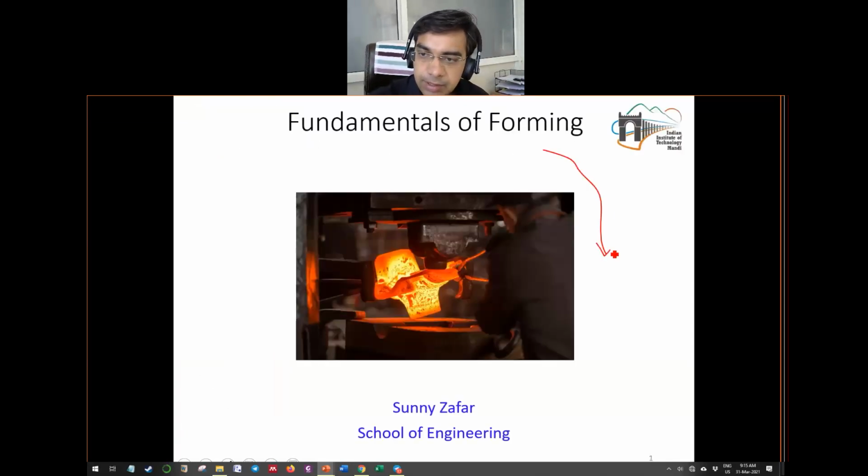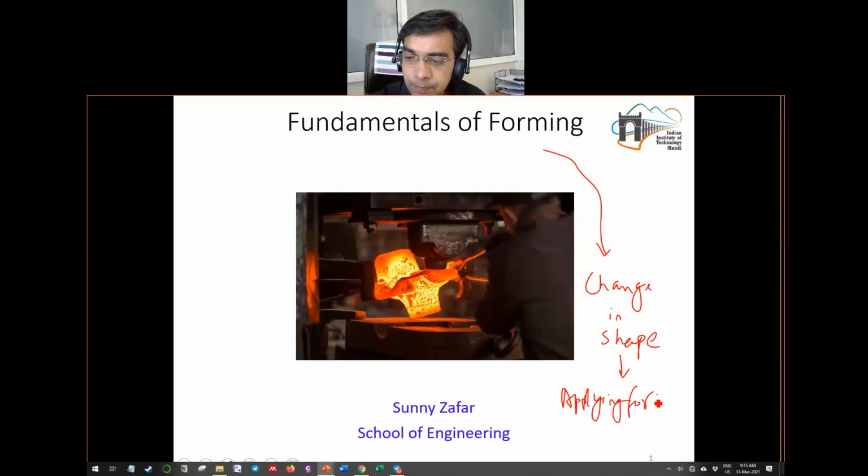So forming is what it is. It is basically involving change in shape. So how is this change achieved? By applying force. And this force will basically induce a stress which will be beyond the yield stress, but this will be below the fracture stress. Means you will just change the shape, but you will not break the part. So this is the basic philosophy of all the forming processes that we will be discussing in this module.